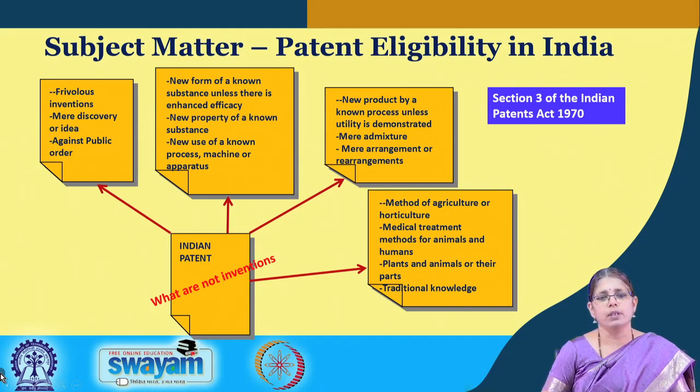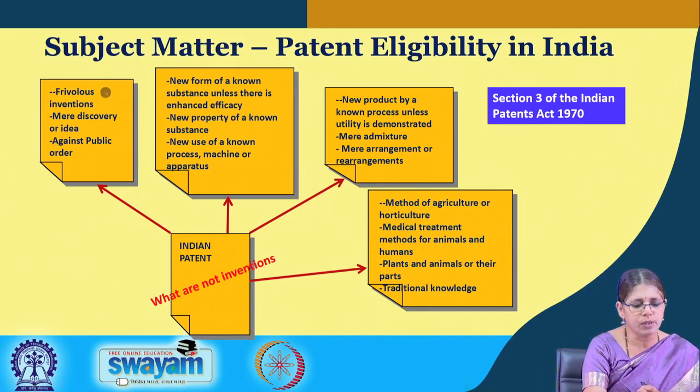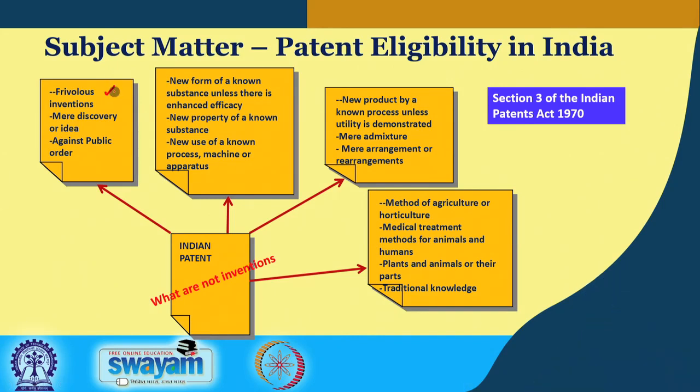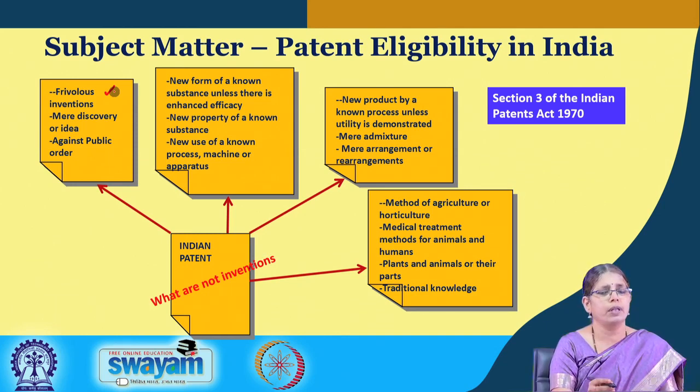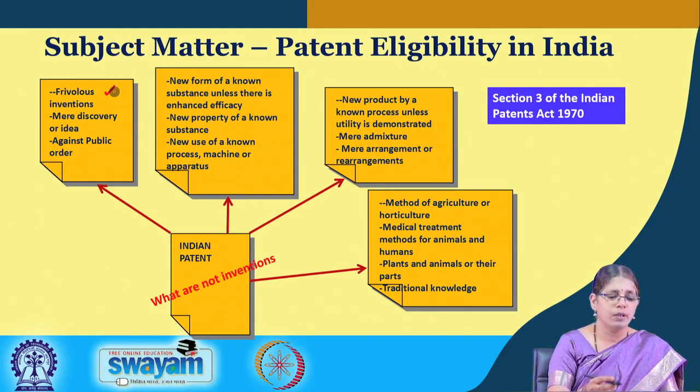Some of the examples are, for instance, inventions which are frivolous cannot be taken as inventions. Mere discoveries or ideas are not patentable. The expression of an idea is patentable provided there is utility and it is in a tangible way in terms of a product or a process. Those inventions which could be very novel, not obvious, but which are against public order, again cannot be allowed as inventions. So, that is one.